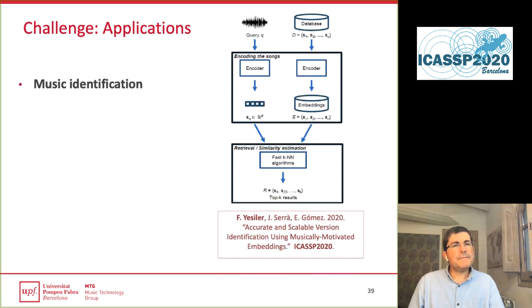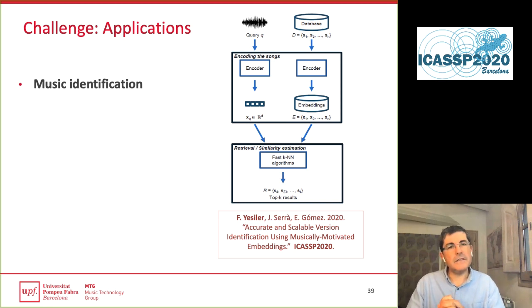The first application I want to refer to is music identification, which in fact is already a very successful application. There are many music identification systems that can track the music that is being played over different media and that is available online. But that's music identification based on exact recordings, typically fingerprinting technology that identifies exact recordings within a large database.